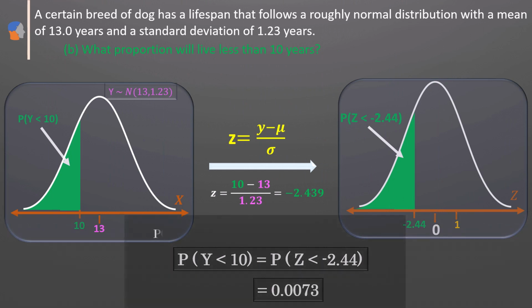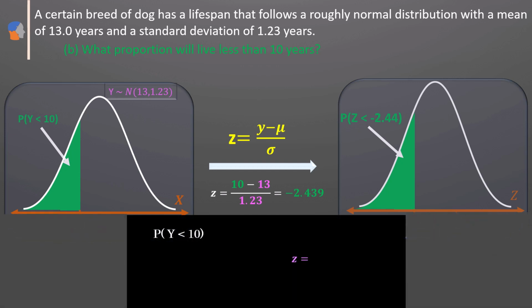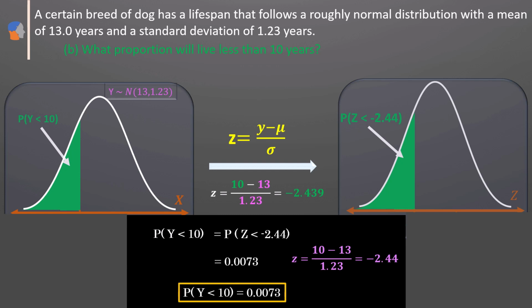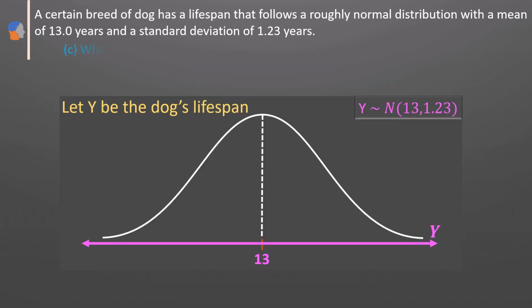Without these graphs, you can do this. First, probability y less than 10, convert to z, then directly go to the z table and find the probability. So it is only 2 lines. Right. Then go to part C.